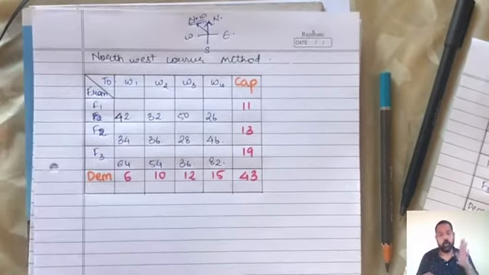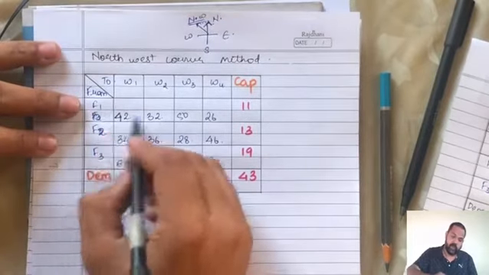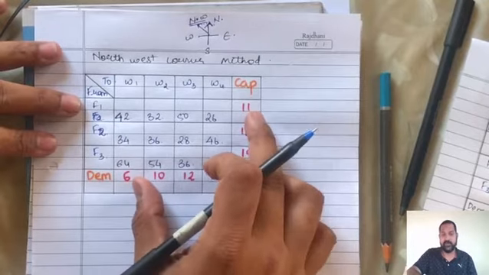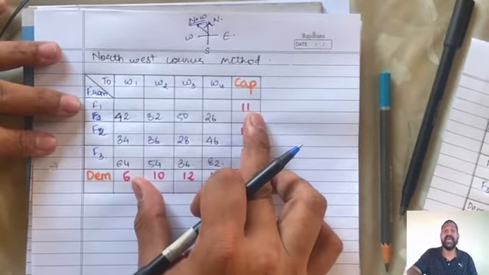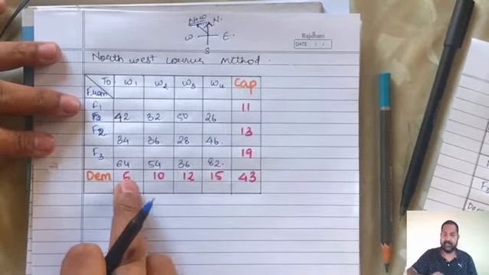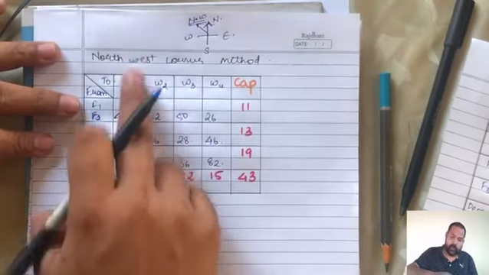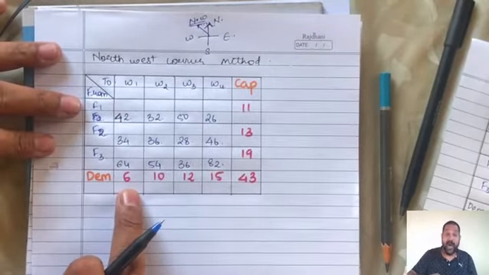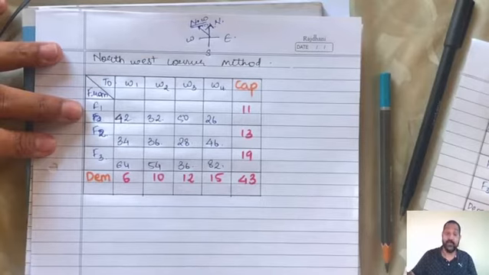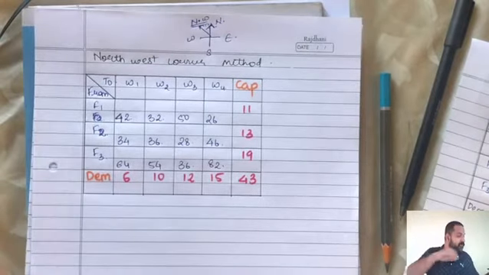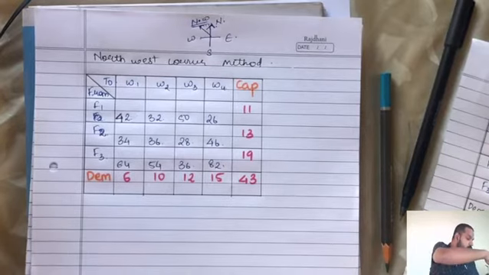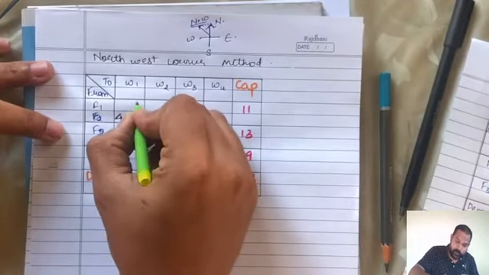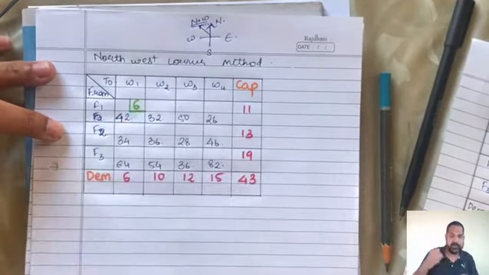So I repeat, go to the northwest corner. This is the northwest corner. Examine the demand and the supply: 6 units and 11 units. Allocate whichever is less. 6 is less. Even though F1 has a capacity of 11 units, W1 only needs 6 units. So I am going to give 6 units from F1 to W1. F1 to W1 is going to be an allocation of 6 units.